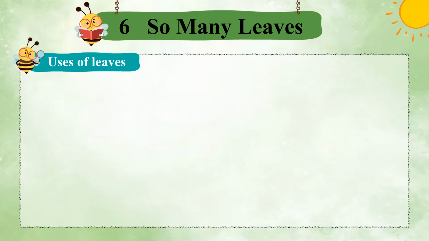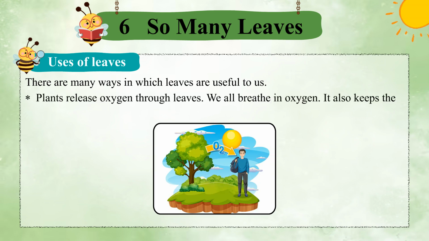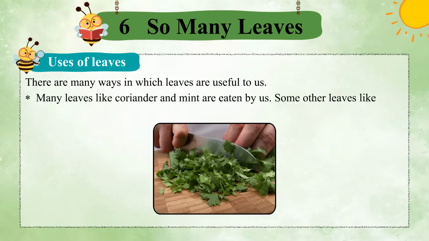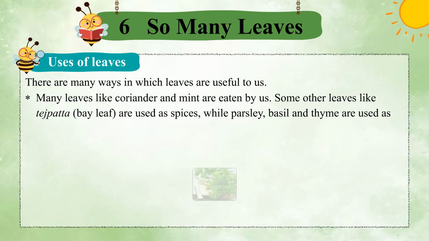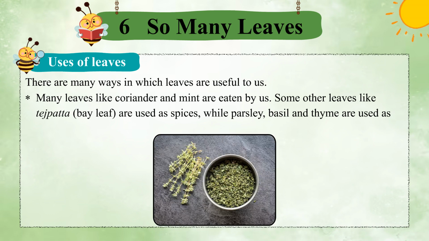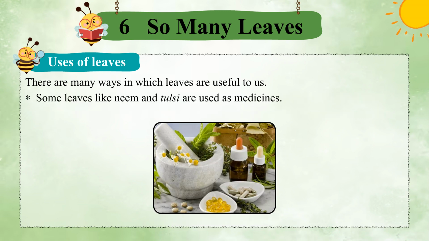Uses of leaves. There are many ways in which leaves are useful to us. Plants release oxygen through leaves. We all breathe in oxygen. It also keeps the air clean. Many leaves like coriander and mint are eaten by us. Some other leaves like tezpatta, bay leaf, are used as spices, while parsley, basil and thyme are used as herbs. Some leaves like neem and tulsi are used as medicines.